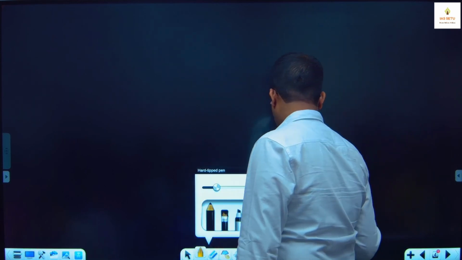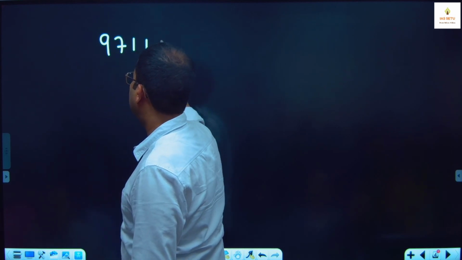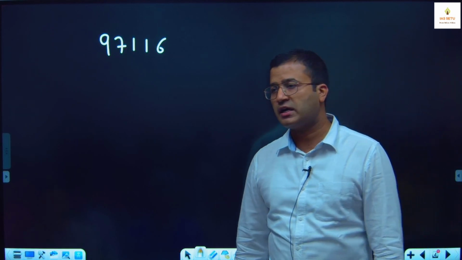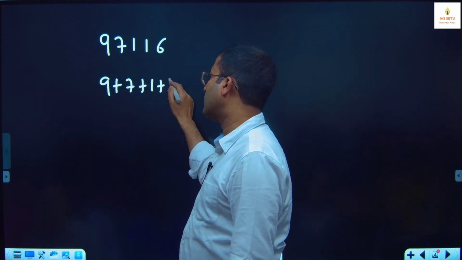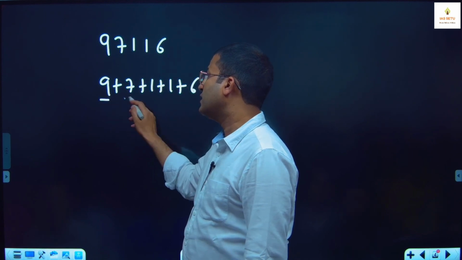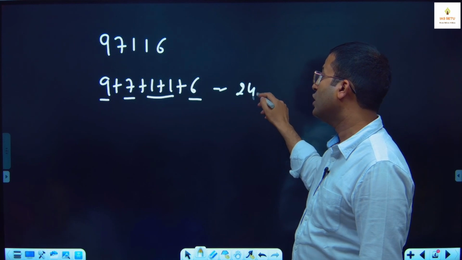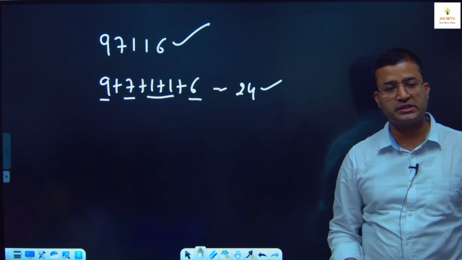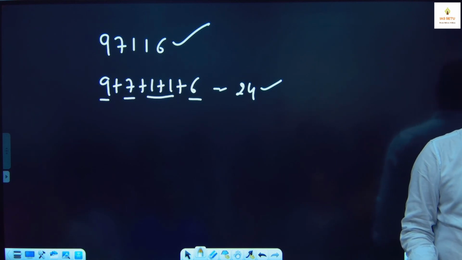Now here, let me take one more example, then I ask you. 97,116. 9 plus 7 plus 1 plus 1 plus 6, 9 plus 7 16 plus 2 18 plus 6 24. Since 24 is divisible by 3, it means this complete number is divisible by 3. If not, then we have to find the remainder.